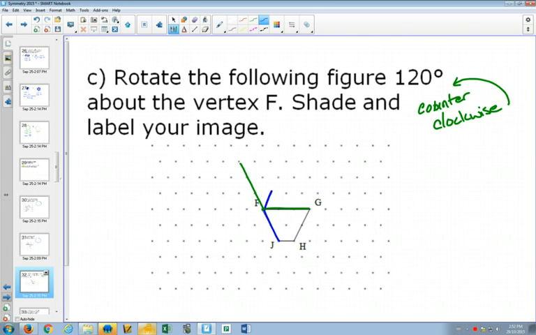Would end up going right there when you rotate it 120 degrees. This line right here, oops, I'll use a different color, will end up going right there. And this line right here will end up being right there. Now, on the video, on the graph paper here, it doesn't show up perfectly because it's not quite lined up, but that is how you would do it.